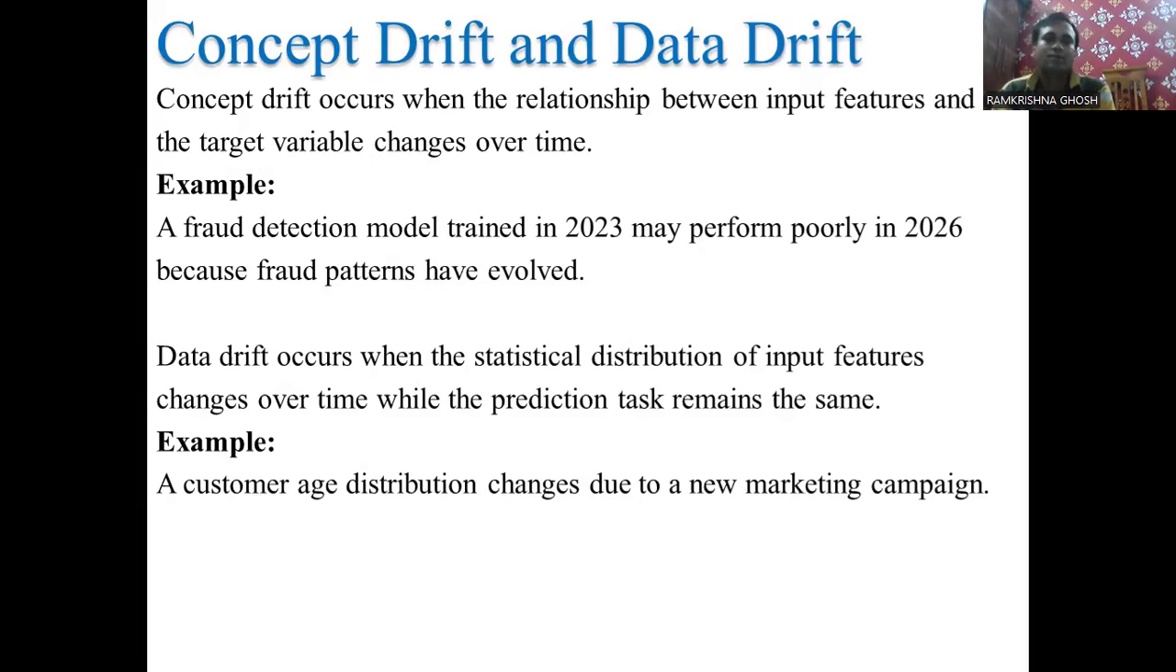Data drift occurs when the statistical distribution of input features changes over time, while the prediction task remains the same. Example, a customer age distribution changes due to a new marketing campaign.